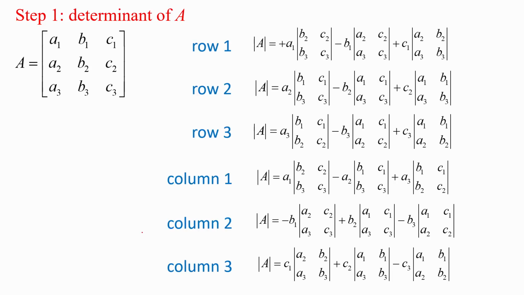Firstly though, let's work out the determinant of A, which we already know how to do. There's our matrix A. In video 1, the method was to use any one of these 6 equations, that means any one of the 3 rows or any one of the 3 columns, and work out the value of the expression. Doesn't matter which one you use, they will all give you the same value for the determinant.